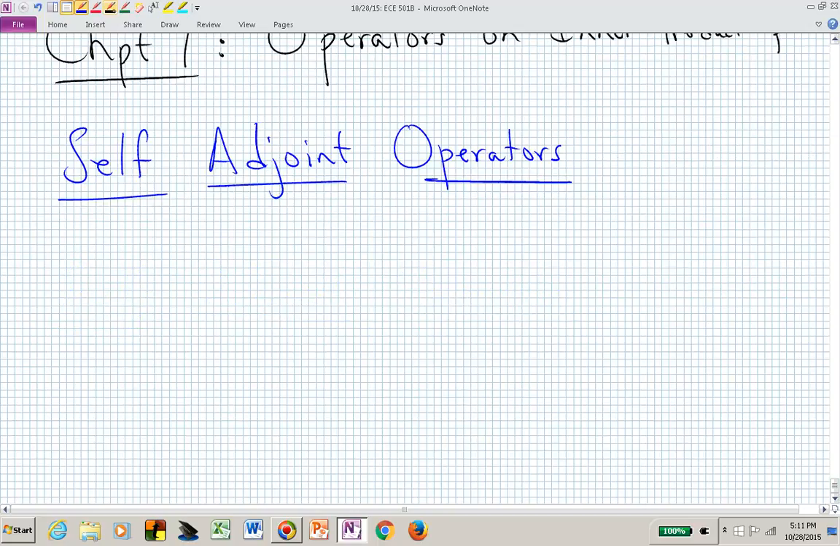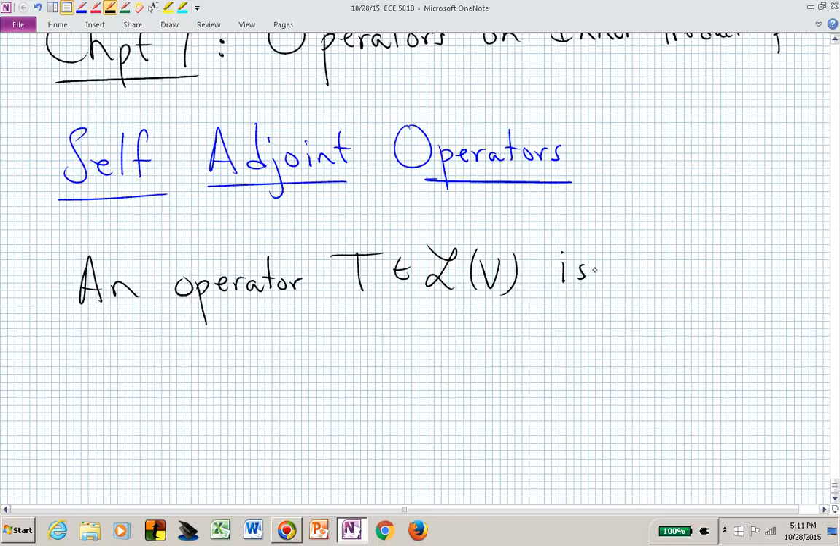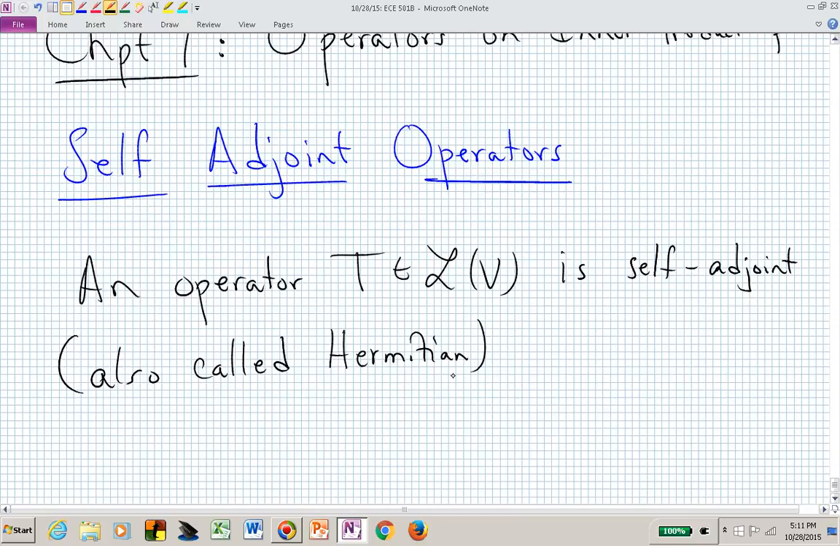In this case, an operator T, since it's an operator, it's mapping V back into itself and it's linear. Is self-adjoint, or as we tried to talk about just a minute ago, you can also say it's Hermitian if the linear map T is in fact equal to its adjoint.